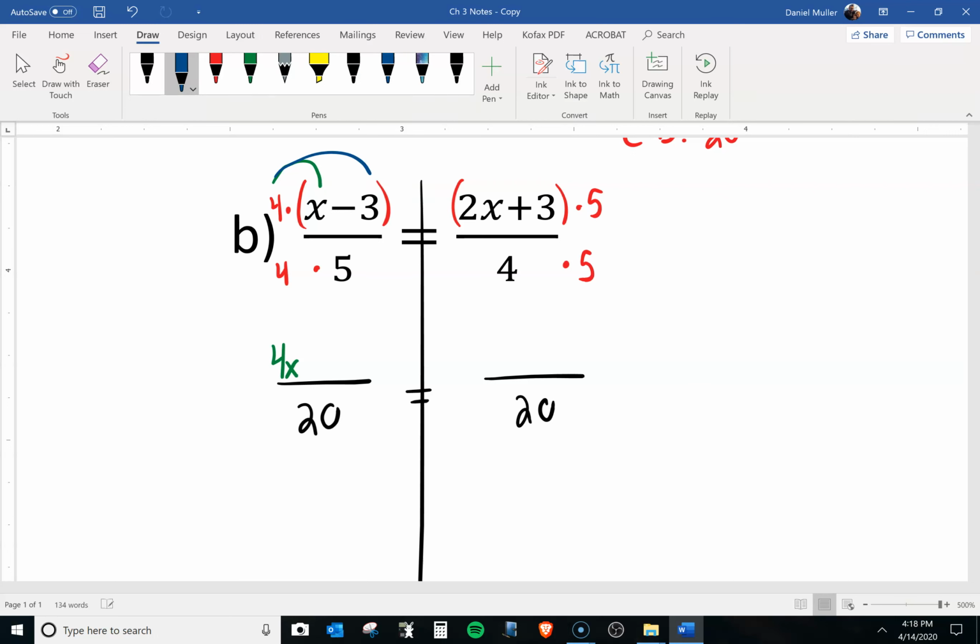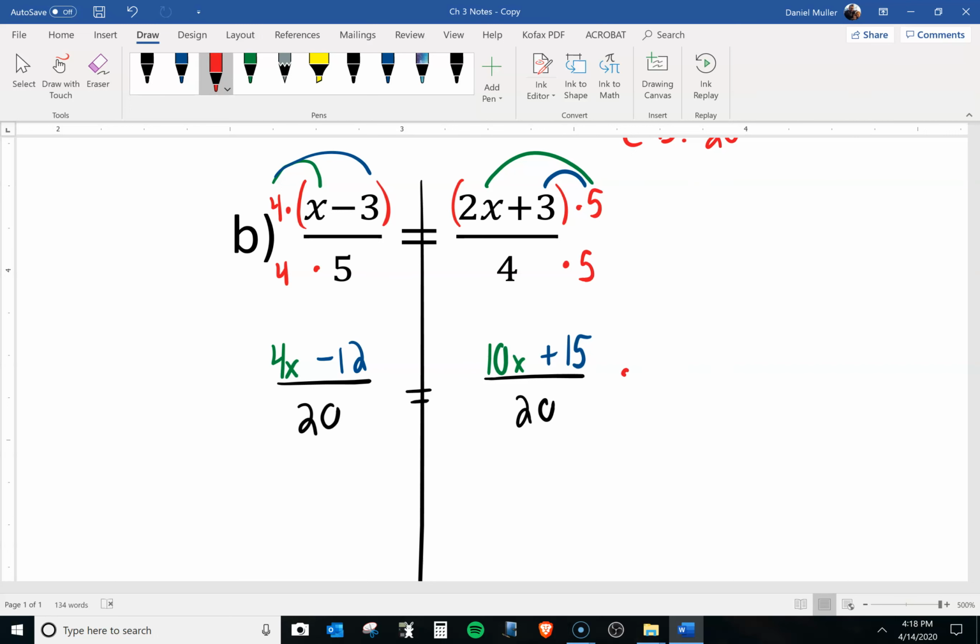4 times 3, negative 12. And then the right side, 5 times 2x is 10x, and 5 times 3 is a positive 15. So I multiply the top and bottom to get my common denominator.